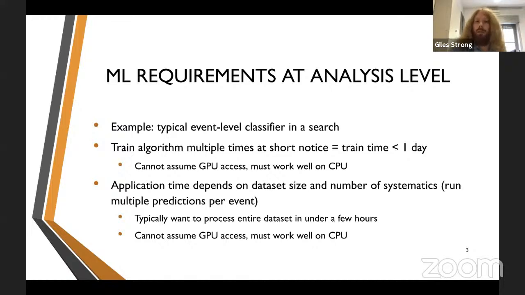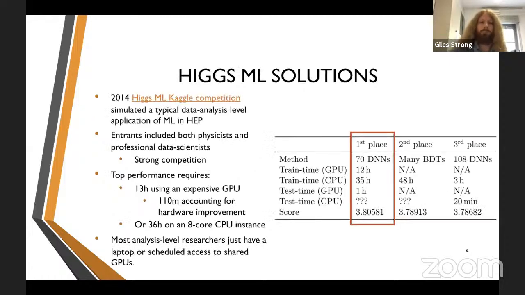And then in terms of when you actually want to apply this, it really depends on how much data you have and how many times you need to rerun per event. So possibly you need to include systematic variations. So ideally you want to process the entire data set in under an hour, under a few hours maybe, so that you then have time to analyze the results for the report tomorrow. And again, this is going to be running on a CPU. You can't assume GPU access.